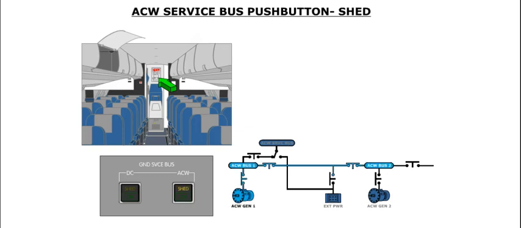The shed caption illuminates amber if the push button is released out, and an AC wild power source is available, or in the event the AC wild service bus is shed, due to an overload condition.